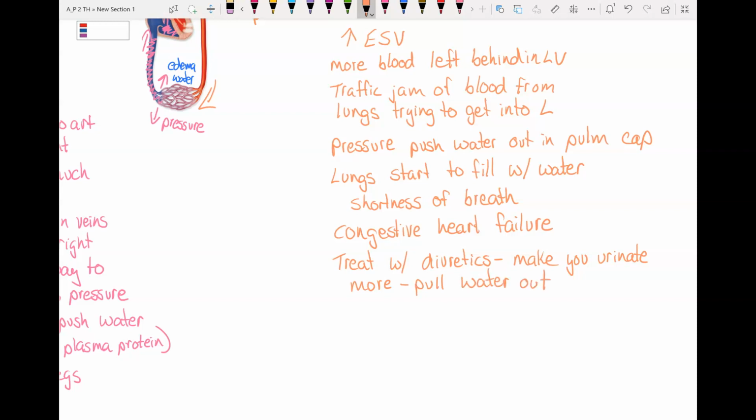And in extreme cases, they might have to stick a tube down your nose into your lungs and suction the water out. And I actually know somebody who had congestive heart failure so bad that about once a week she had to go to the doctor and they had to stick a tube down and suction the water out of her lungs just so she didn't drown.